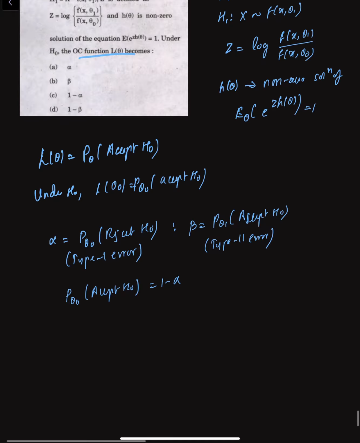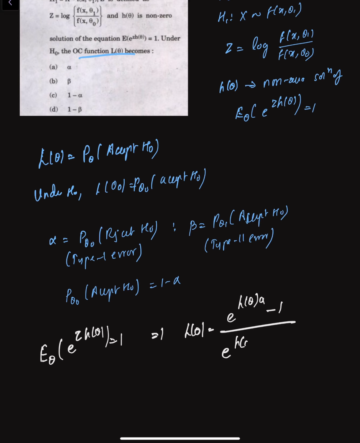If we consider this equation, the role of this equation, the expectation of e to the power Z h(θ) equals 1, is basically to derive the OC function analytically: L(θ) equals (e to the power h(θ) times A minus 1) divided by (e to the power h(θ) times A minus e to the power h(θ) times B), where A and B are the SPRT boundaries.